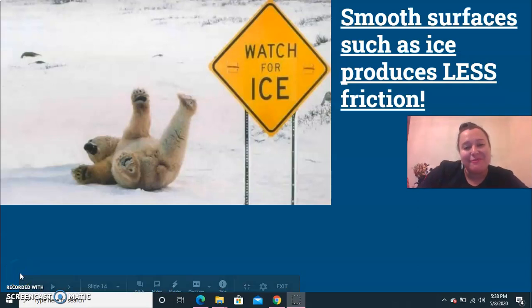Okay, so we left off with friction. Just remember that a smooth surface has less friction. That's why you slip and fall.